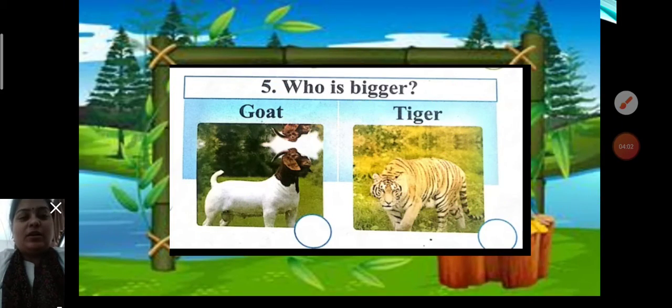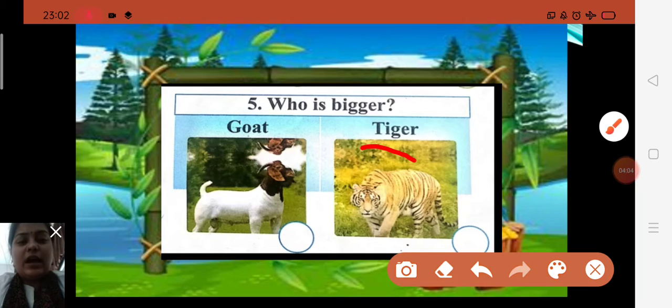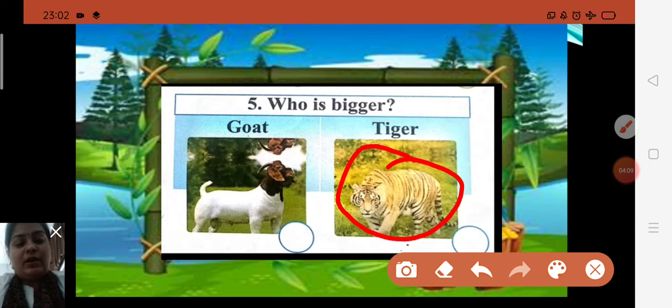Which is bigger, children? The tiger. Already you know, the tiger is the national animal of India, and it is very dangerous for humans. It is a wild animal. And it is bigger than the dog. So there is also a comparison. So there you will take the tiger.